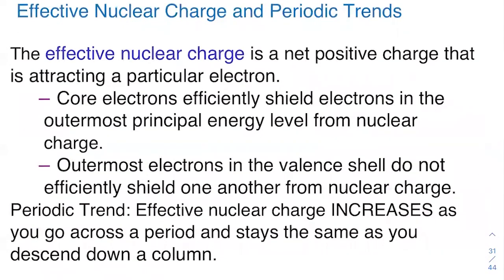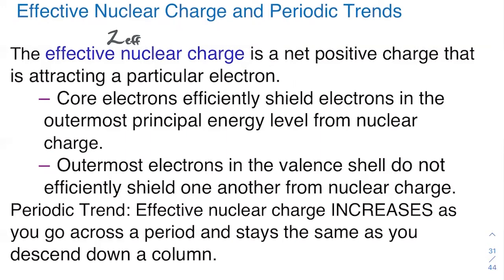All right, so periodic trends. We talked a little bit and briefly introduced the idea of the Z effective, the effective nuclear charge, written like this, Z-eff with the little subscript. Now, this is the overall net positive charge that is attracting a particular electron.